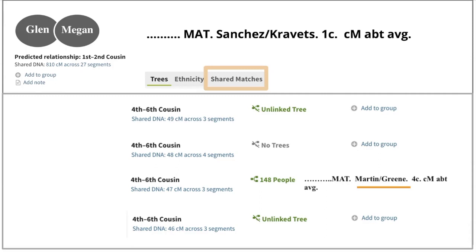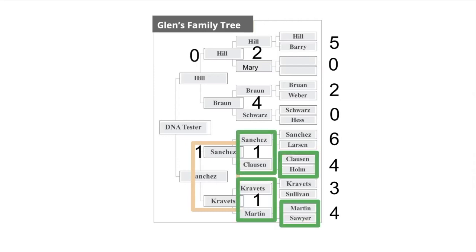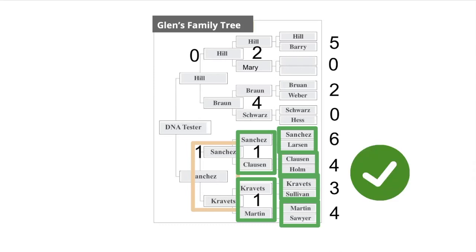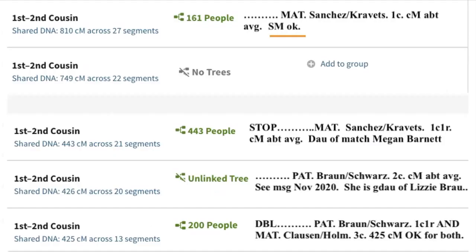It's easy to visualize this if you look at Glenn's tree again. This is Megan's test. She's the one tester descending from the Sanchez and Kravitz couple. Her shared matches were all from these couples, which looks great. These are all within the upstream or downstream pattern from their common ancestor couple. That's what we want to see. So to finish Megan's note, we're just going to add this tiny SM for shared matches. Okay, we'll keep it simple, and the note for Megan's all done now.